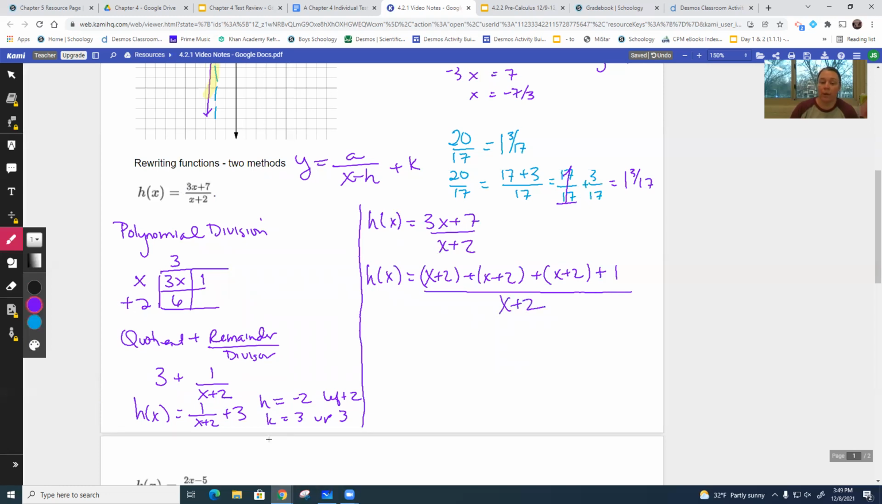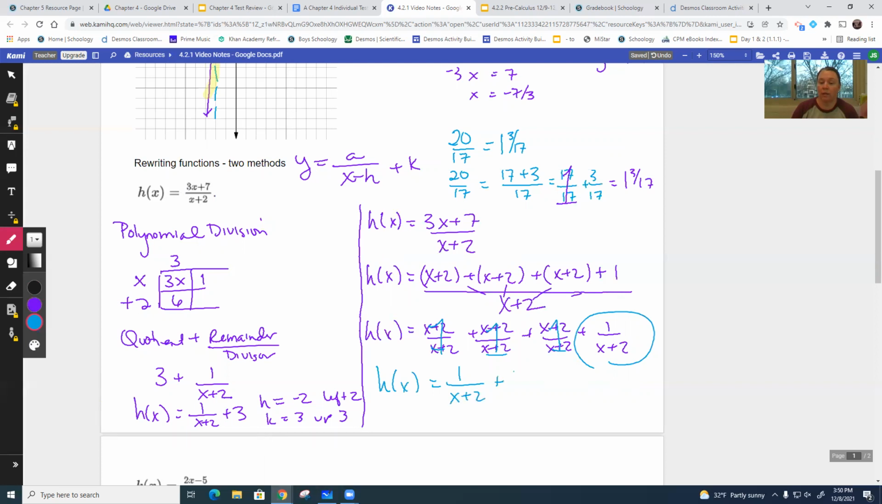And then what I can do, and right now you're going to think that's a lot to write out, but once you see it, you don't always have to write it all out. Right now I'm going to split these all up so they're over x plus 2. I know you're like, oh, that's so much to write. But when you do that, these are all 1. 1 plus 1 plus 1 is 3. So this becomes h equals, I'm going to put this in front so I have it in this form here, 1 over x plus 2 and then plus 3. Okay. So some people like doing it that way. Some people prefer to just do the division.